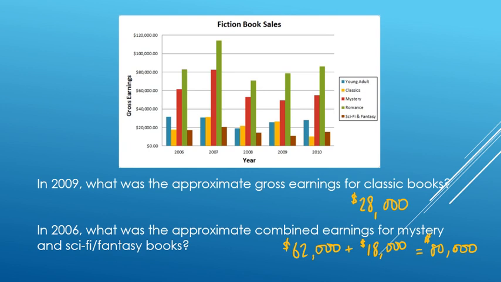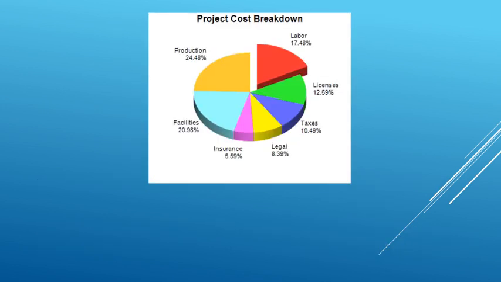So this was an example of being able to look at a bar graph and estimate gross earnings in this case from a bar graph. Now we're going to look at a pie chart or a pie graph, and we're going to see an example where we estimate costs. So if we look at this project cost breakdown here, we see that we have the percentages of what the total cost for the entire project gets broken down into.